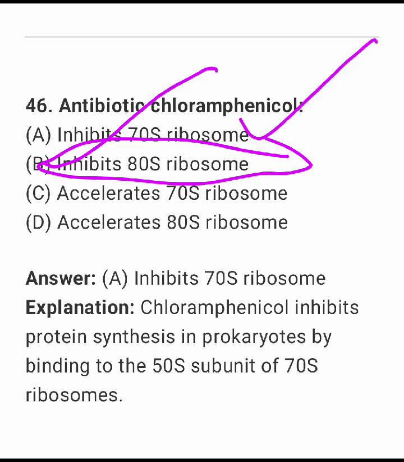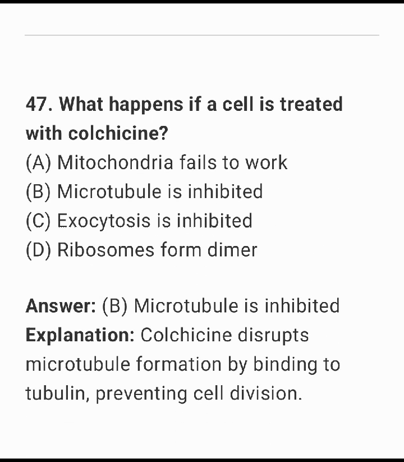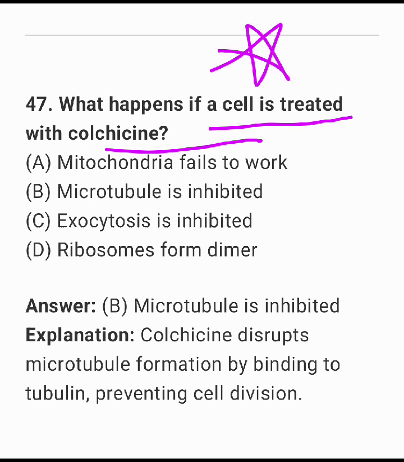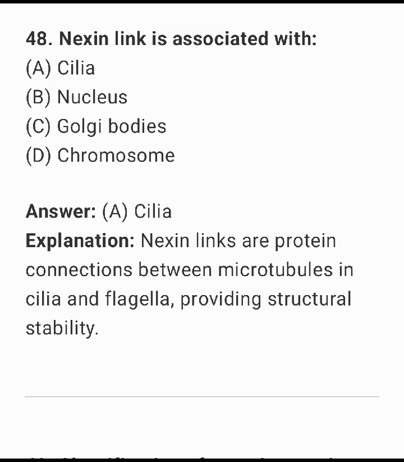Next, what happens if a cell is treated with colchicine? Microtubule is inhibited. Option number B is the correct one. Nexin link is associated with, so it is associated with the cilia. Option number A is the right one.